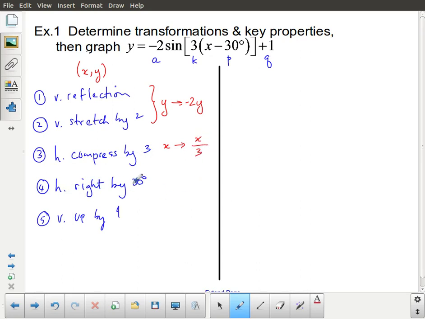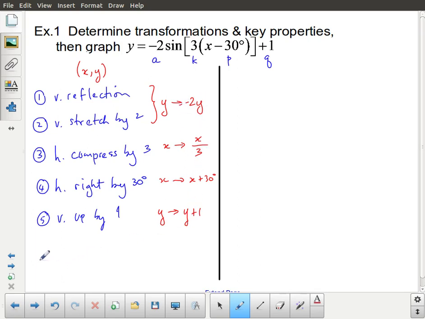A horizontal shift to the right by 30 degrees is going to take an x coordinate and shift it to the right by 30 degrees. And then a vertical shift up by 1 is going to take a y coordinate and change it into y plus 1 as it shifts up. Now, you have to apply these one at a time in order.